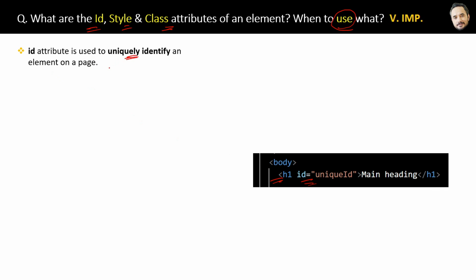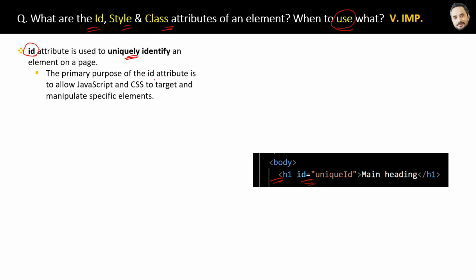This is very important because when you refer to any element in JavaScript or CSS, then there you will use the ID attribute only to get or identify the element, okay, to map the element with HTML. For example, if you know document.getElementById, you pass the ID as the parameter in JavaScript, right? The point is, the primary purpose of the ID attribute is to allow JavaScript and CSS to target and manipulate specific elements because they are unique, right? They can identify the elements.